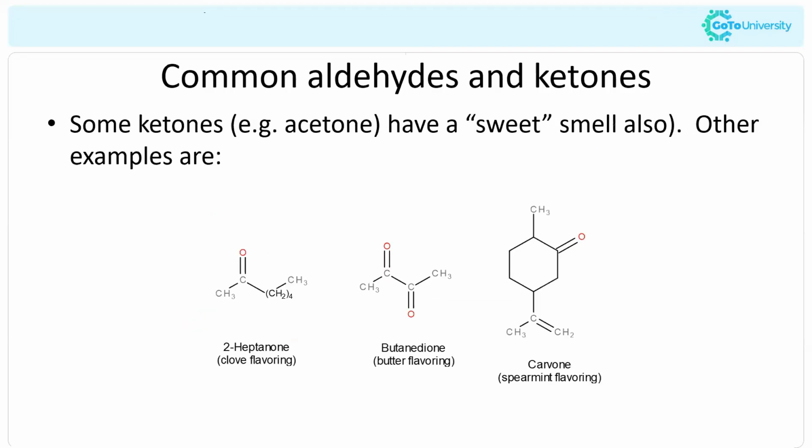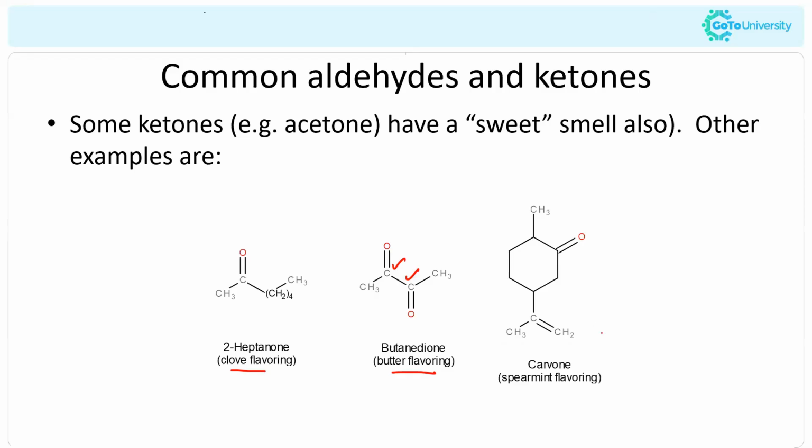Next are some ketones that we use in our daily life. The first one is 2-heptanone, which is used for giving the flavor of cloves. So clove flavoring is given by 2-heptanone, and the next one is butanedione, which provides the butter flavoring. That is also important, and here we can see the structure as well. They contain two carbonyl groups. That's why they are called dione.